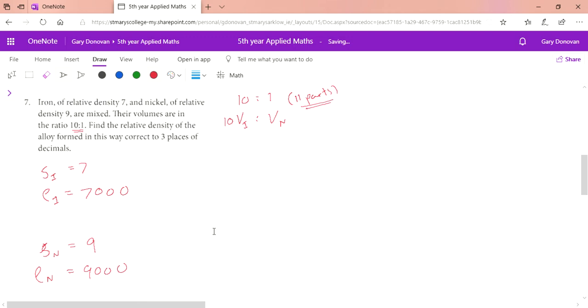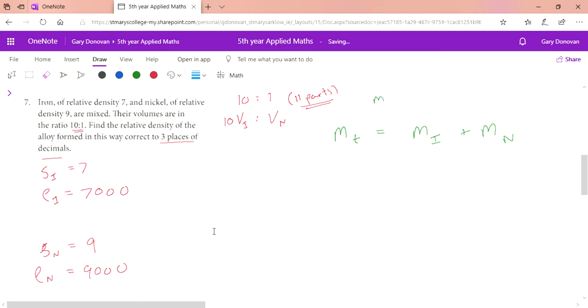Different ways that you could approach this. Find the relative density of an alloy formed, correct to 3 decimal places, in this way. Okay, so I'm going to start it in exactly the same way. I'm going to say our total mass is going to be the mass of the iron plus the mass of the nickel, because when you add the two of them together, this always has to be true, doesn't it?